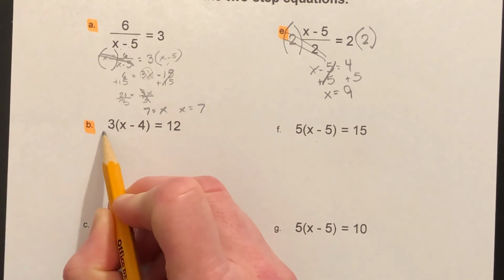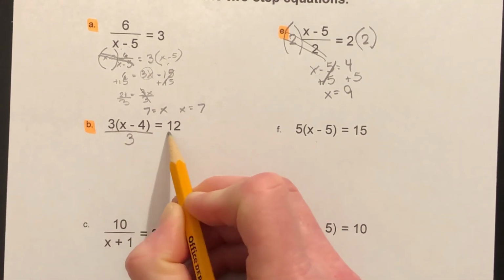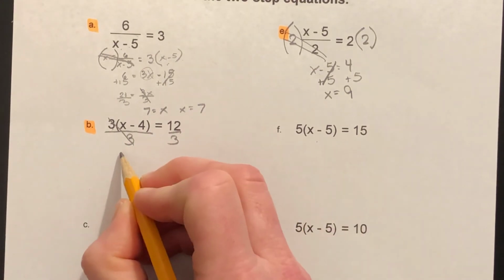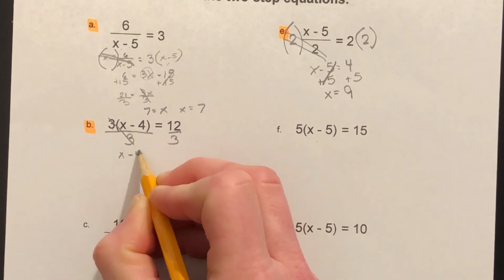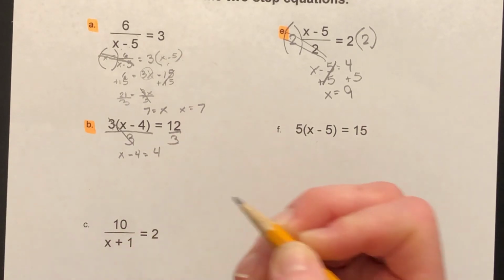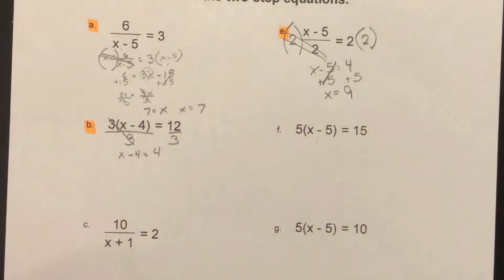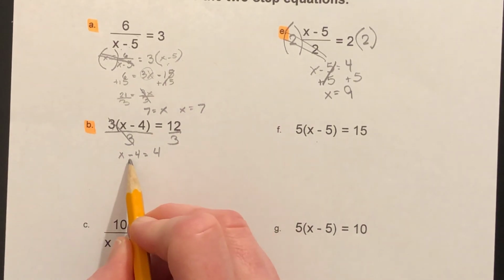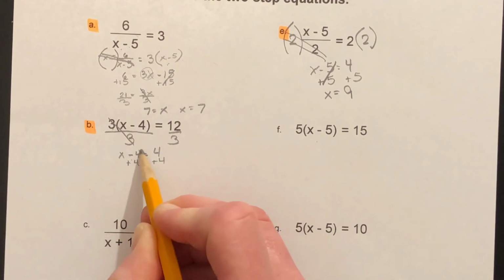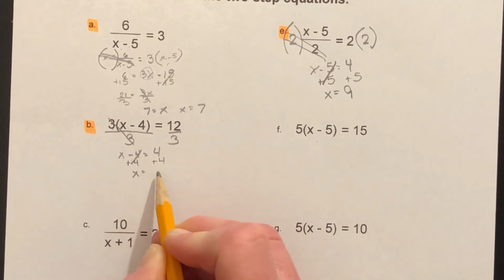To undo times 3, I will divide by 3. That cancels out. So I have x minus 4 equals 4. See, that was the first step, and this will be our next step, and then we've got the answer. The opposite of minus 4 is plus 4. x equals 8.